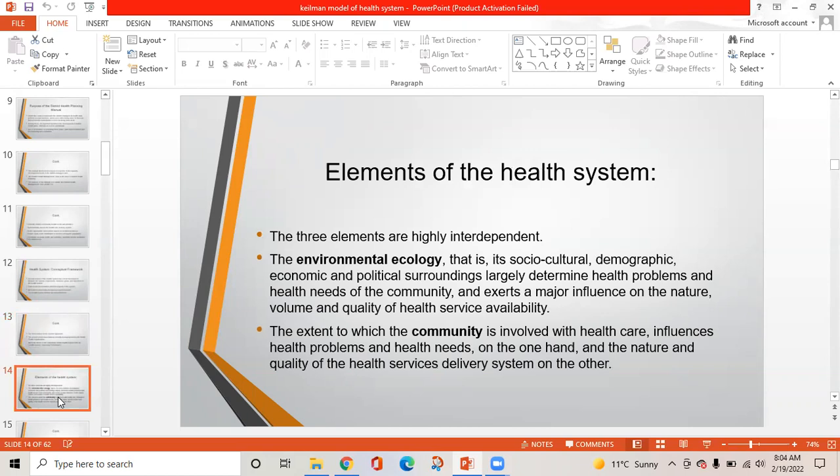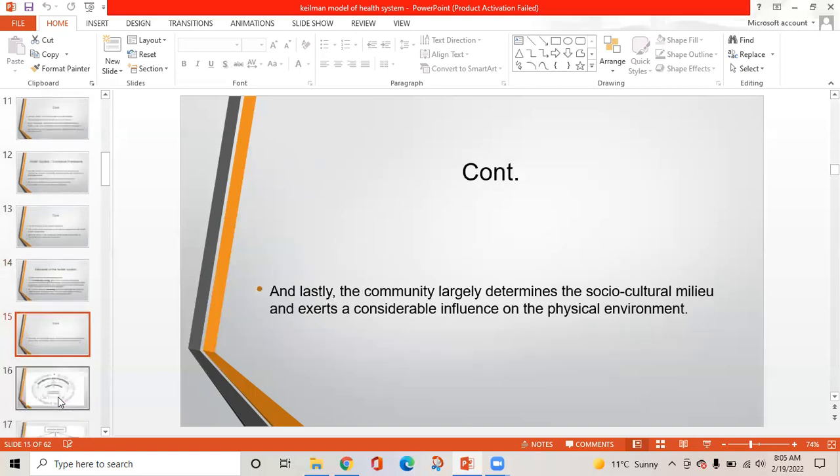Elements of health system. The three elements are highly interdependent. First is environmental ecology, that is, socio-cultural, demographic, economic, and political surroundings largely determine health problems and health needs of the community and exert a major influence on the nature, volume, and quality of health service availability. The extent to which a community is involved in healthcare influences health problems and health needs on one hand, and the nature and quality of health service delivery on the other hand. And lastly, the community largely determines the socio-cultural milieu and exerts a considerable influence on the physical environment.